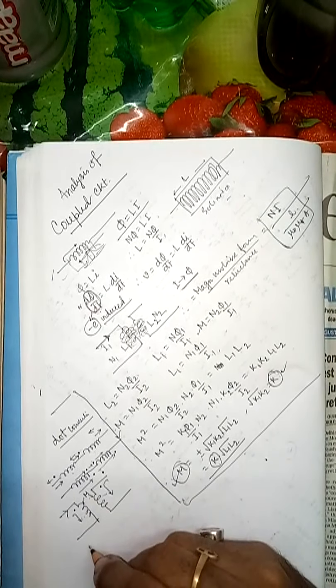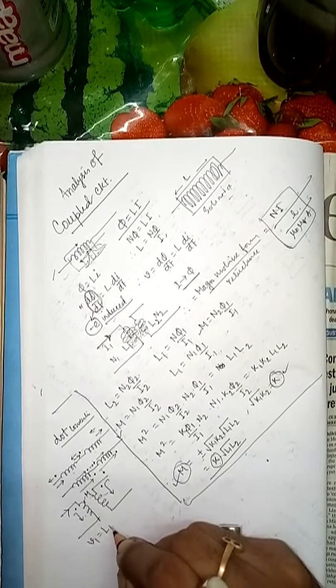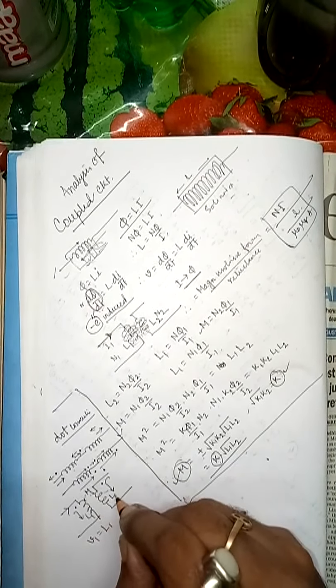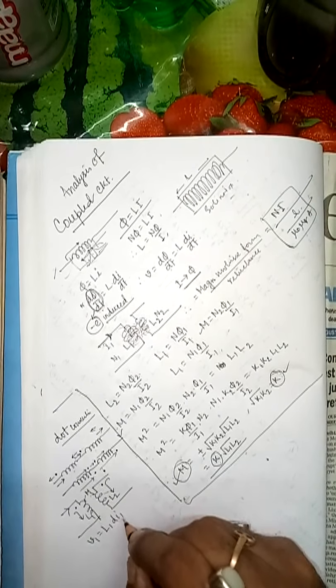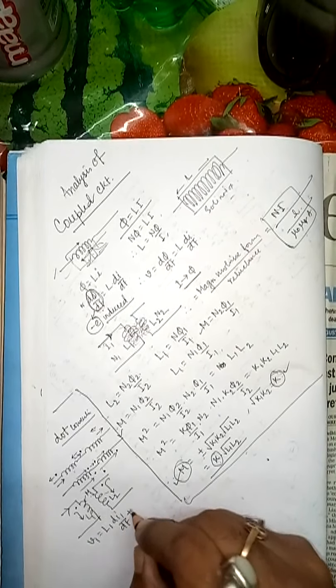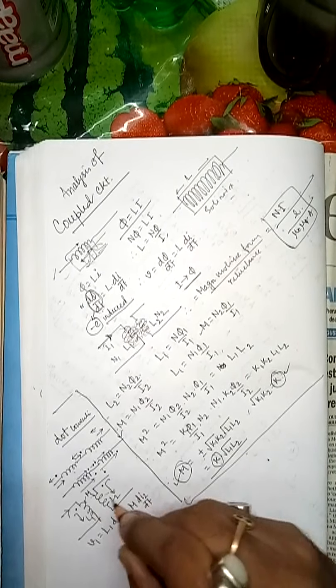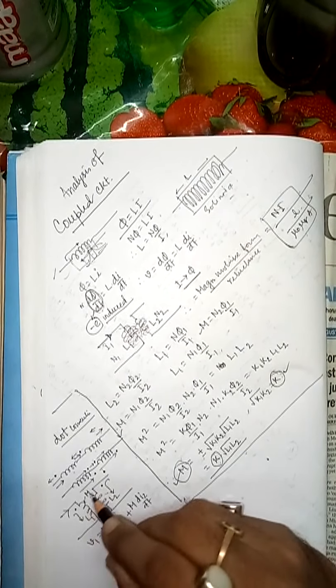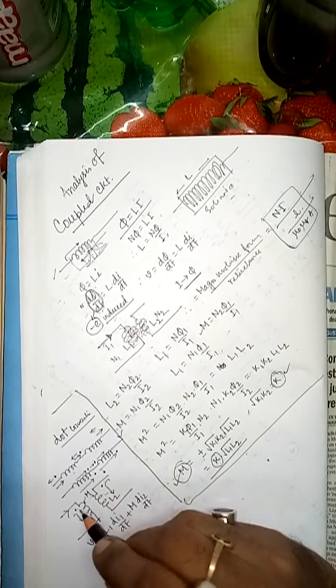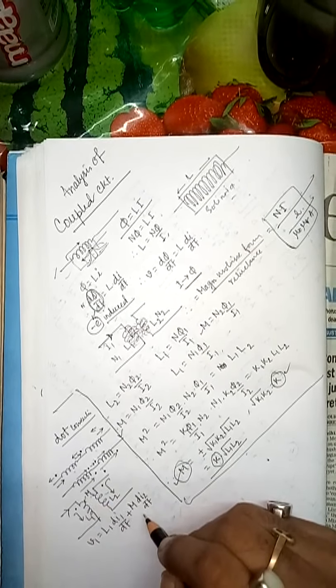It means we should write the equation as V1 equals L1 di1/dt plus M di2/dt if the coil is L1 and the other coil is L2, because they are positive, so the current is assisting. I want to say the flux linkages are additive to each other.